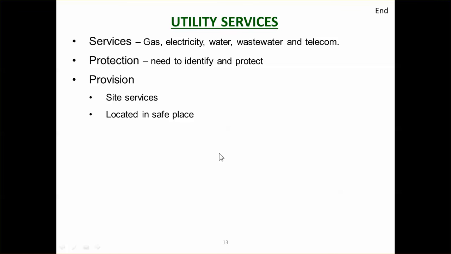And the last thing we want to look at here is utility services. Sometimes you need gas, electricity, water, wastewater and telecom. You can connect into the local systems, but nowadays that's not so important anymore. You also need to think about the systems that are already there, the underground power, underground water. You need to identify them and protect them. So that ends this video.